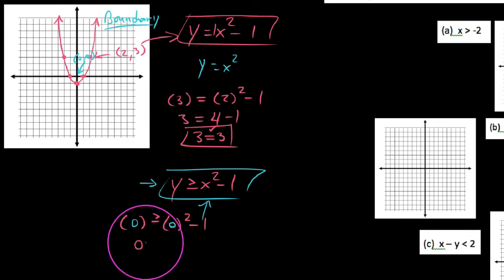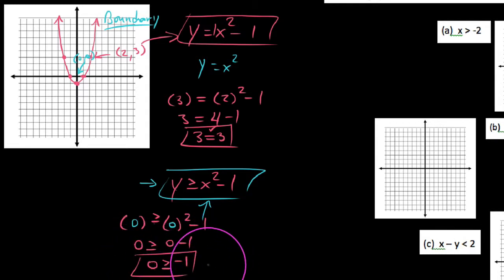So we get this statement: 0 is greater than or equal to 0 minus 1. In other words, 0 is greater than or equal to negative 1. And what I can tell you is this is true. And since this is true, just like with any graph, you shade in any points that make it true. So hence the boundary line, we put a line on all of those points because they are true makers.